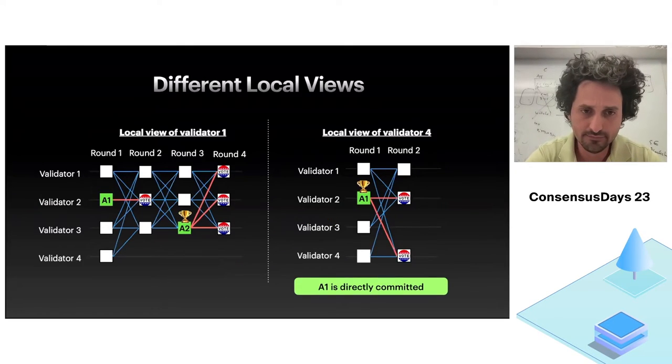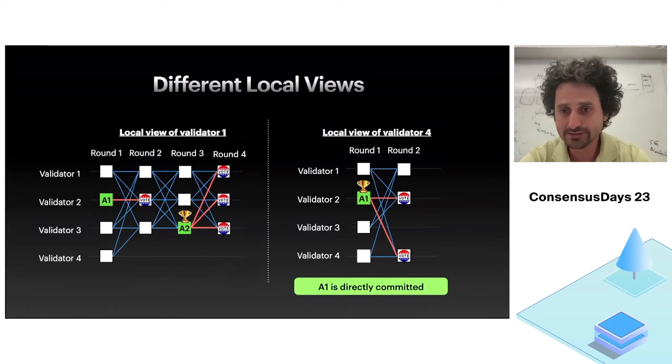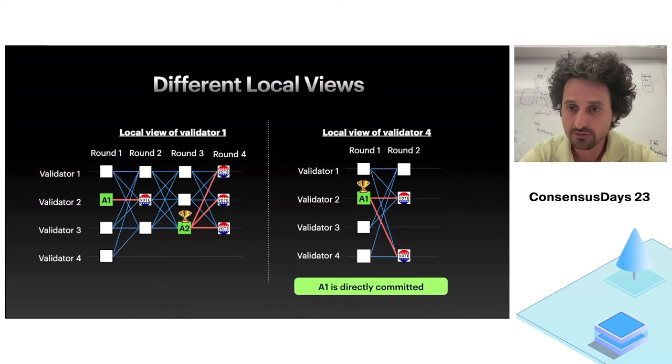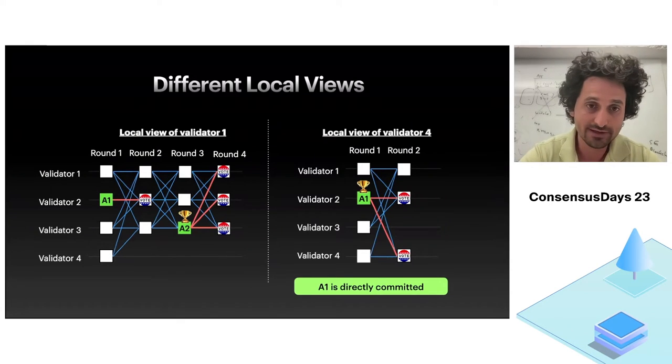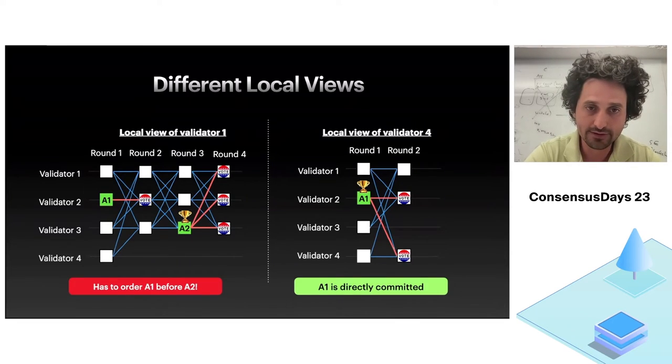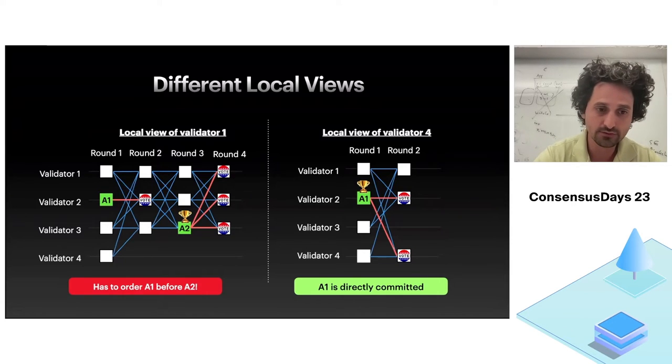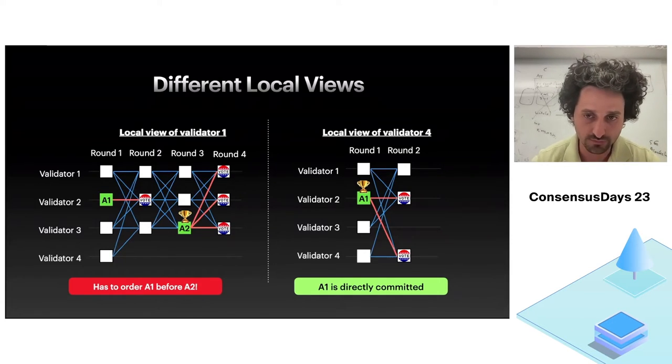Now, remember again that each local view of the DAG might be slightly different at any given point in time. Eventually they will converge, but at any given point in time, they might be slightly different. So in this example, validator 4 already got its own node in round 2. So in its local view of the DAG, A1 actually gets two votes, from validator 2 and from validator 4. So validator 4 can directly commit A1. But validator 1 skipped anchor A1. So we need to be careful here and make sure that when validator 1 orders the anchors, it will get the same order. So it has to order A1 before A2.